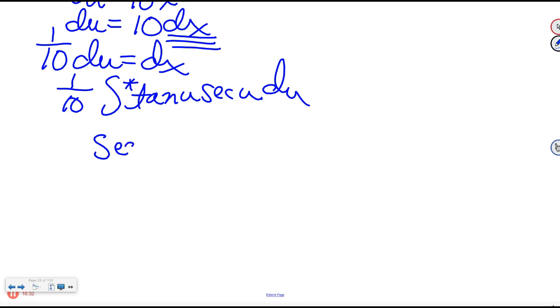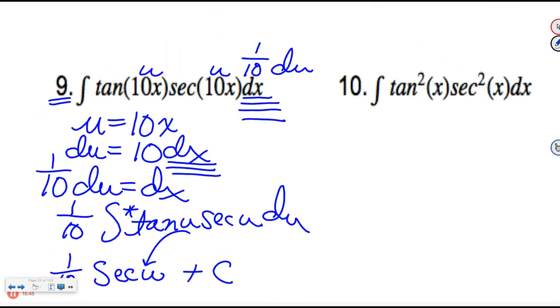All right, so that would be secant u with a 1/10 in front of it plus C, and then we back substitute our u choice. What's our u choice again? 10x. So you'll put a 10x in there. Now, last trig one before we go to level 5 here.